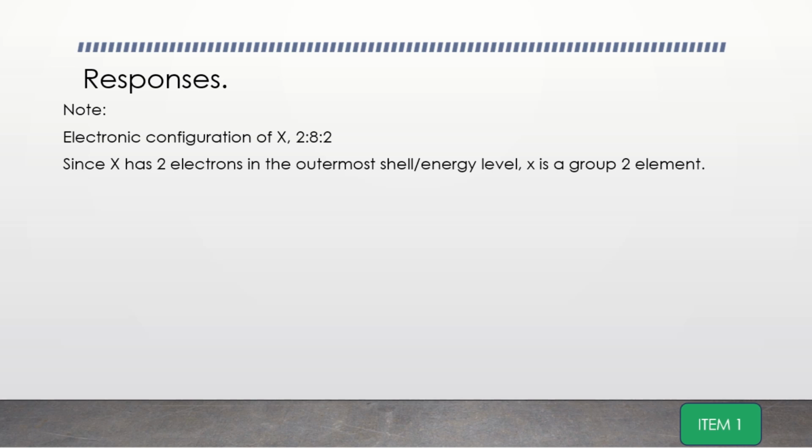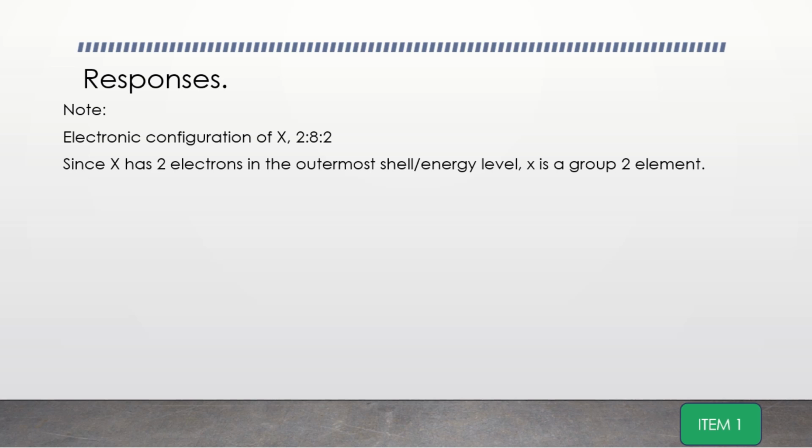When I write the configuration of X, it is 2, 8, 2. That is 8 plus 2, 10, plus 2. Those are the 12 electrons. And when I look at the number of electrons in the outermost shell, from here I can get to know the group. Remember, we don't know what X is, but to get to know it, we have written the configuration, and the configuration gives us the following information in the periodic table.